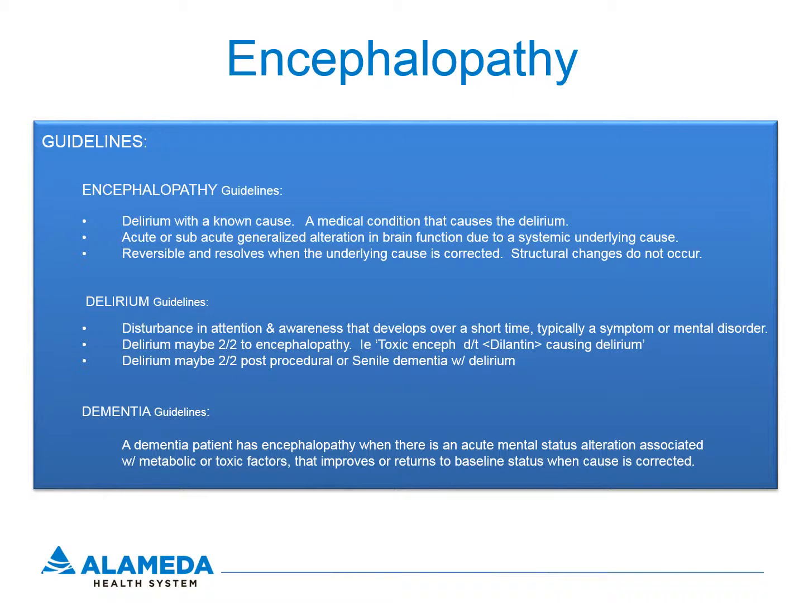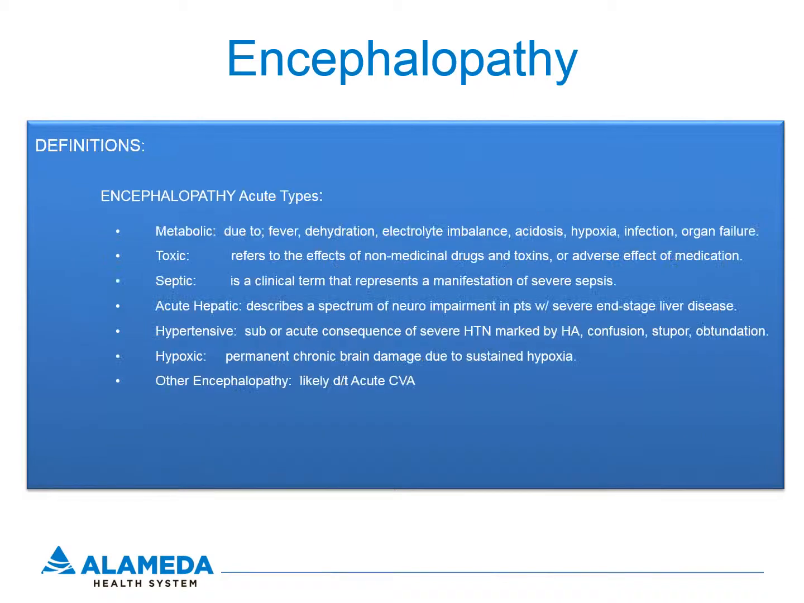So a dementia patient has encephalopathy when there is an acute mental status alteration that is associated with a metabolic or toxic factor that does improve and return to a baseline of dementia when the cause is corrected. There are different types of acute encephalopathy, so I want to distinguish between the types.